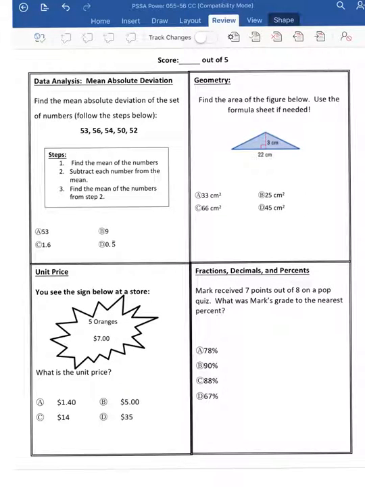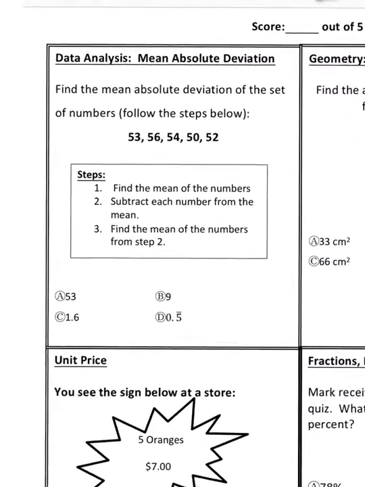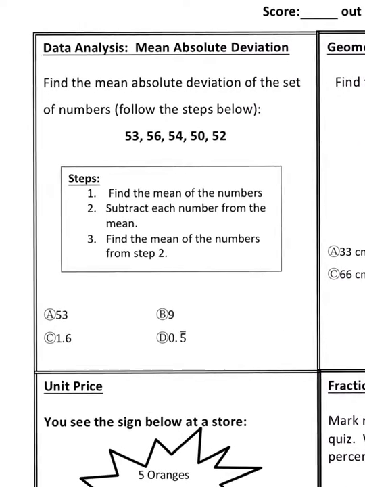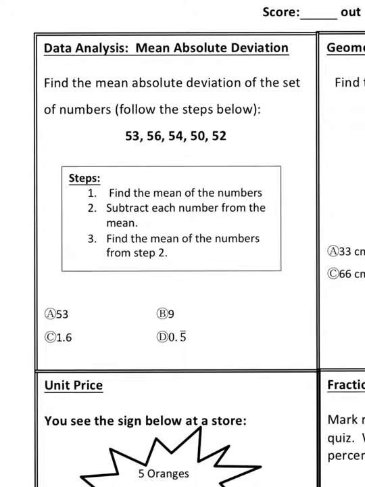Okay, it is time to go over PSSA Power 55. As we start, you are about to see something totally new called mean absolute deviation. I abbreviate mean absolute deviation MAD, because it is going to drive you mad. It is a big pain in the rear end to do, but when you get the hang of it, it is not difficult. Below I have the 3 steps that we're going to follow to do this.